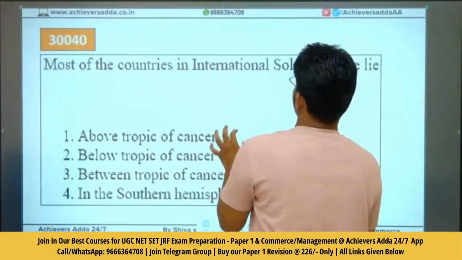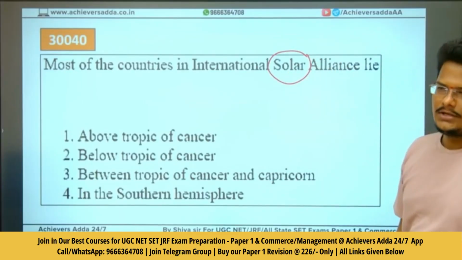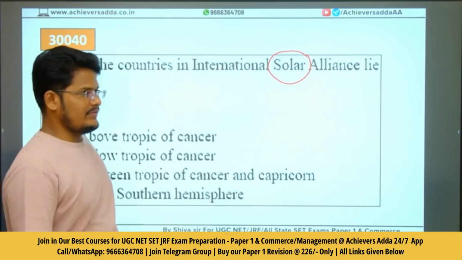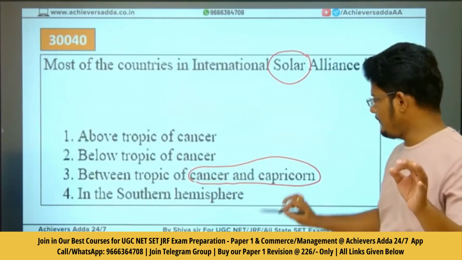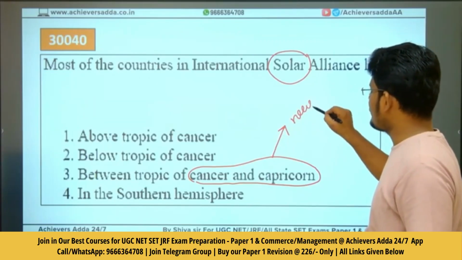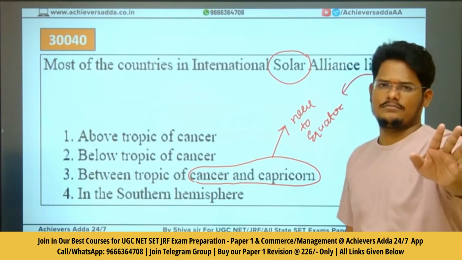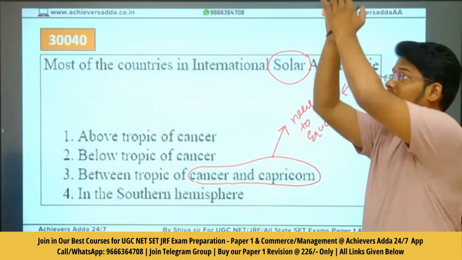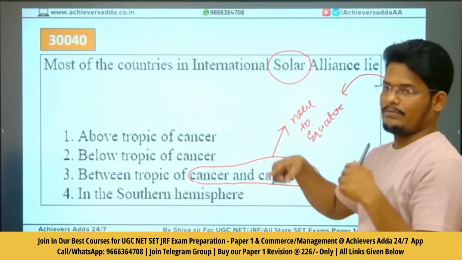Next, most of the countries in the International Solar Alliance. Easy question. The Solar Alliance is one of the biggest initiatives by India for the world. Most of the countries of the International Solar Alliance are present in which place? The answer is between the Tropic of Cancer and the Tropic of Capricorn. These are the regions with countries near the equator, where the temperature of the sunlight is very high. Near the equator, exactly in the middle of the world, the sunlight concentration is more, and for solar production, sunlight is much required.